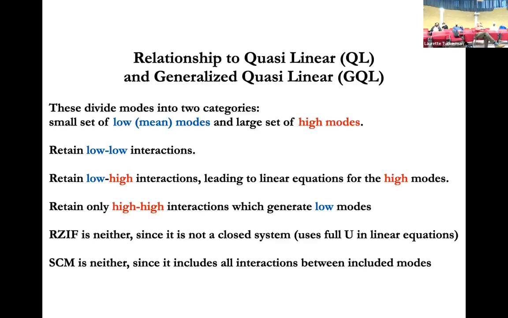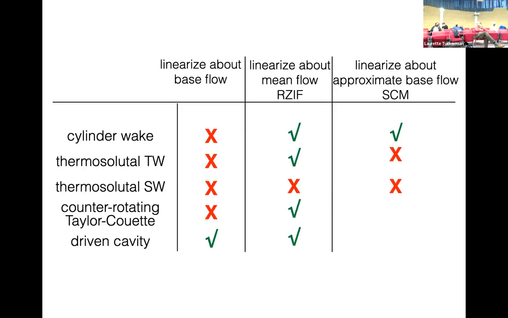So anyway, I wrote a paper about it. You can look it up. It's not very deep. So basically, this is my conclusion here. Linearizing about, we have limit cycles. If you linearize about the base flow, you're not going to get the frequency. Well, you kind of will for the driven cavity, because driven cavity is so simple that it really is like the Hopf one. Supposing you linearize about the mean flow, that's called RZIF.